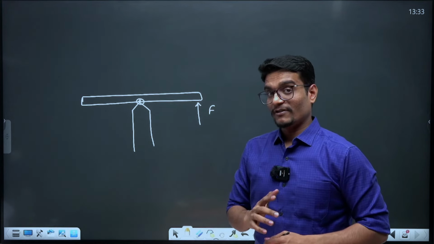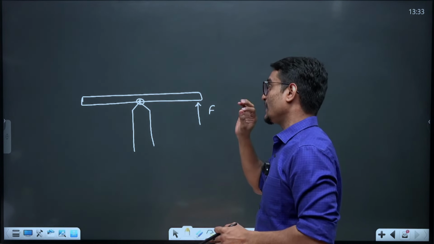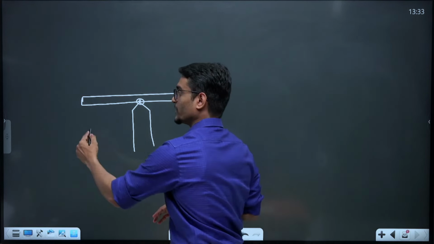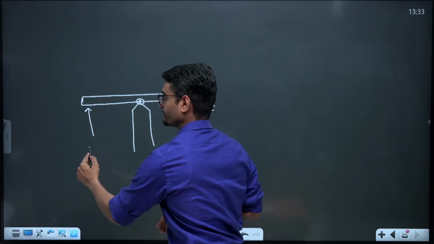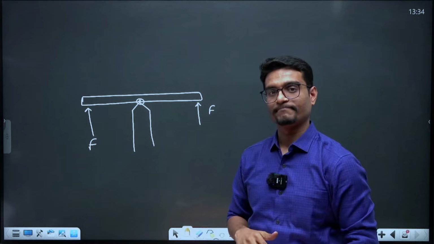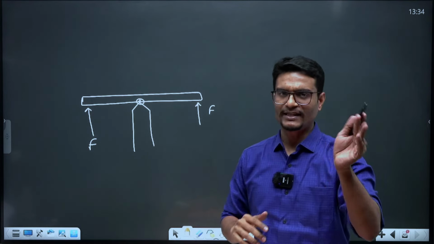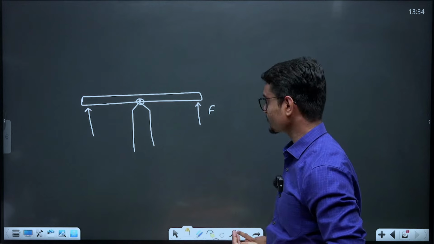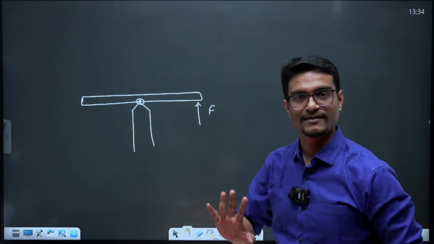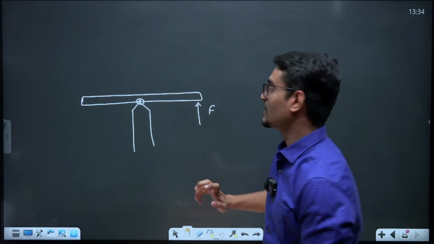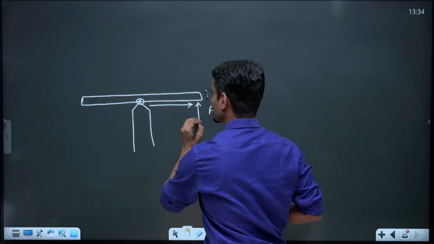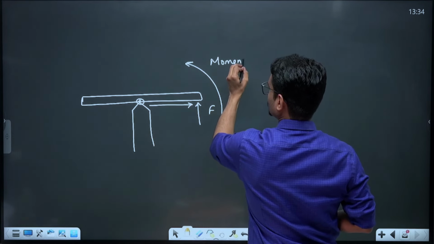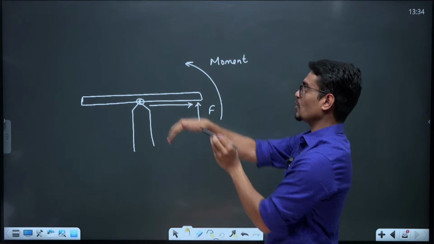So what if at the instant I apply the force, I apply another force to produce an opposite moment? Let us do this thing once again. What will happen in this case? There is a force, there is a perpendicular distance, so there is a moment of force. Moment in the anti-clockwise direction.